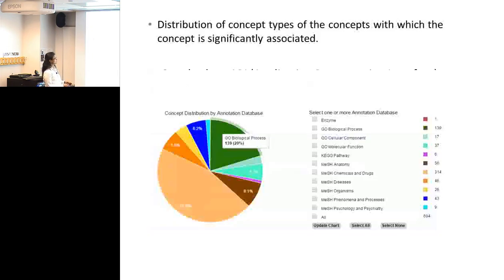So this is how it looks on the website. It basically shows the distribution of concept types of all the concepts which are highly enriched with the concept of interest. And then you can select the database from here and click on update chart, and it will update your pie chart during the runtime.